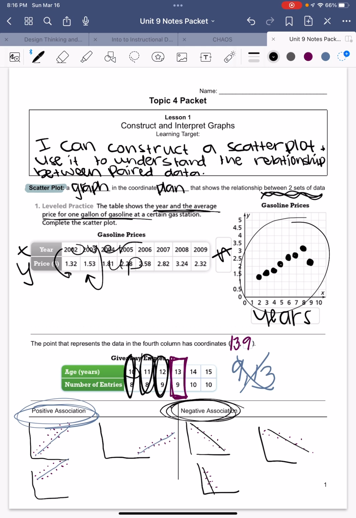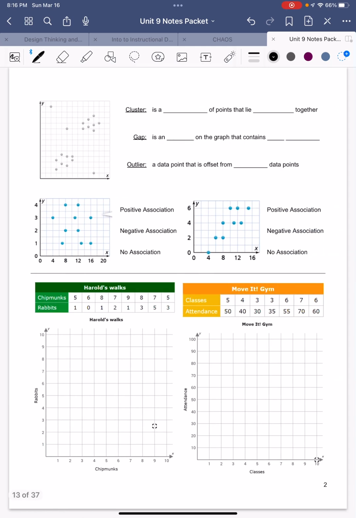All right, flip it over, and these are the last couple of new vocab words that we'll talk about. A cluster, and luckily with this topic, all of this vocab is kind of self-explanatory. So a cluster is a group of points that lie close together. Looking at this graph to the left, if we asked, where are the clusters? This would be a cluster, and this would be a cluster, because they're all sitting right next to each other. They're in a group. That's a cluster.